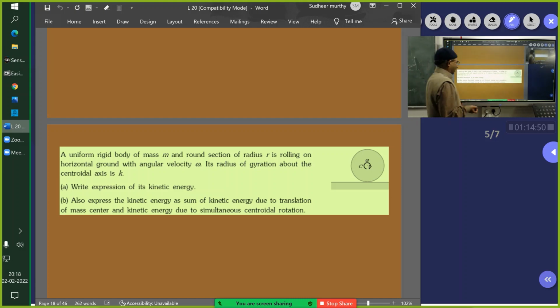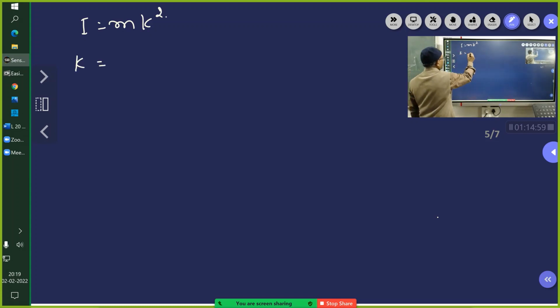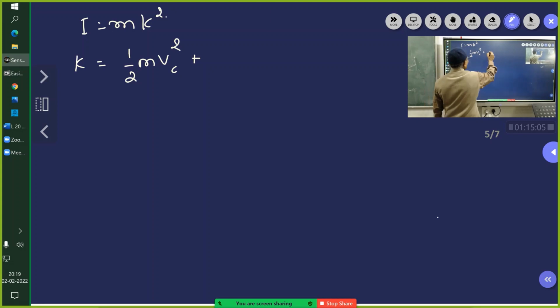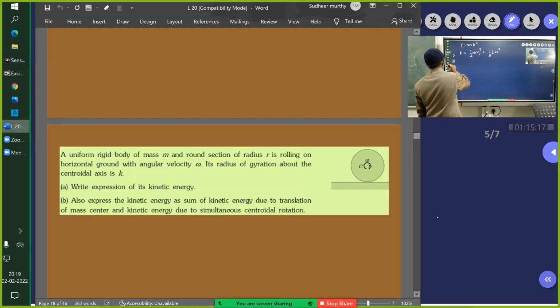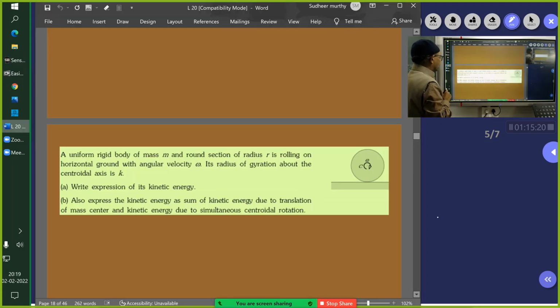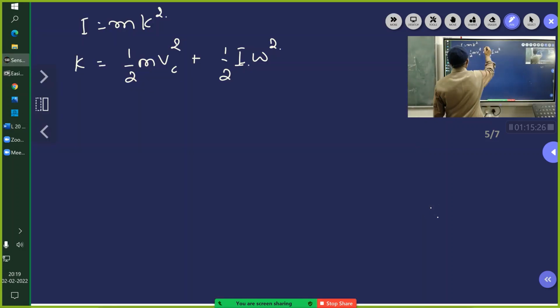Both are the same. So the total kinetic energy will be half m v_c square plus half I omega square. They have not given m, they have only given k. Sorry, mass m is given, and radius R is also given. So m is given, R is given, omega is given, and k is given.